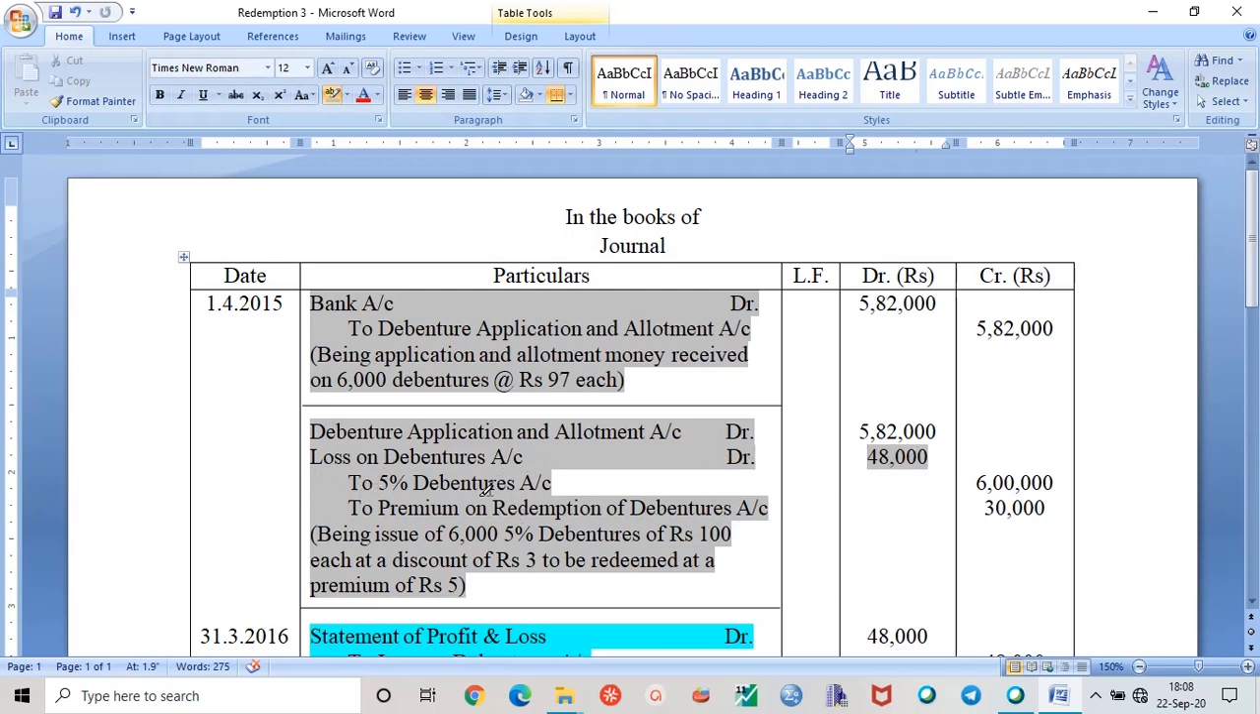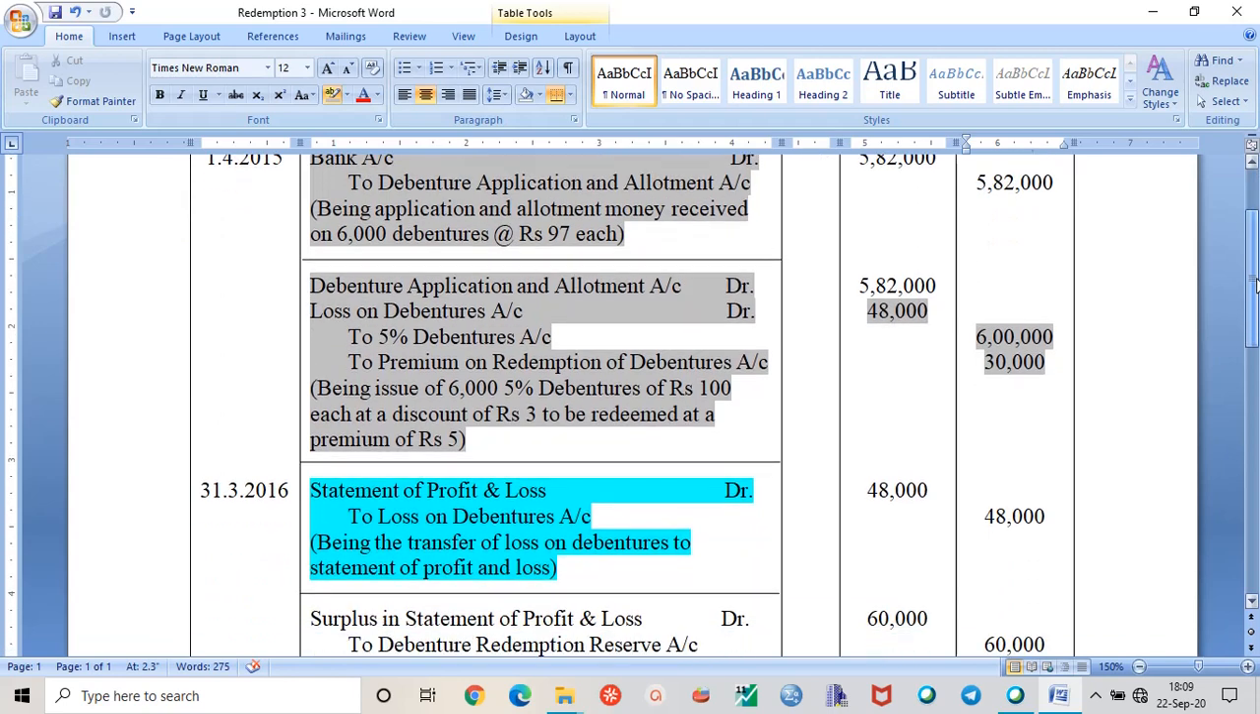To 5% debentures account. The full face value is rupees 6 lakh, and the debentures are to be redeemed at a premium of rupees 5. So 6,000 into 5 will be how much? 30,000. So now this 6 lakh 30,000 minus 5 lakh 82,000, how much will it be? It will be 48,000. This way you can find the loss on debentures account, or loss on issue of debentures. Whether you write loss on debentures or loss on issue of debentures, it is the same. So these are your two entries.